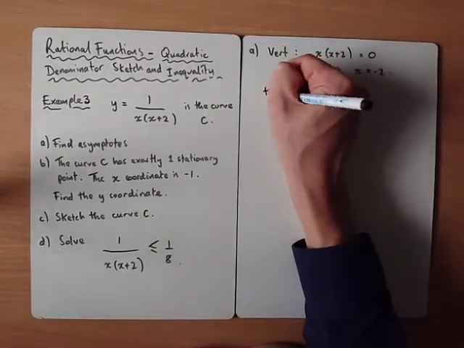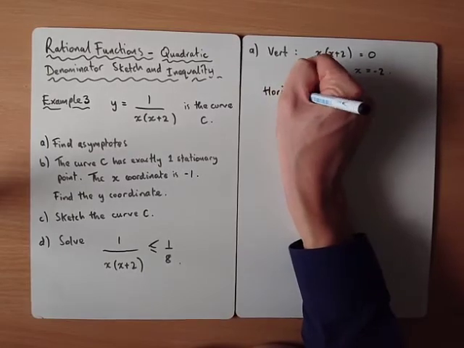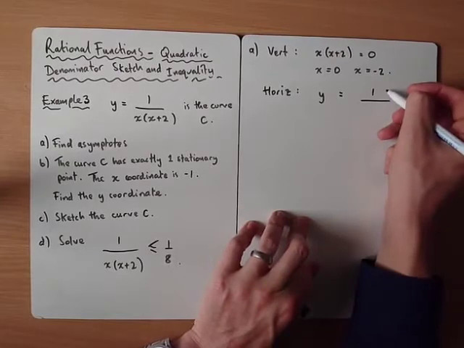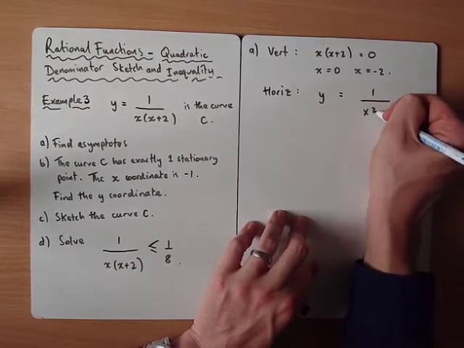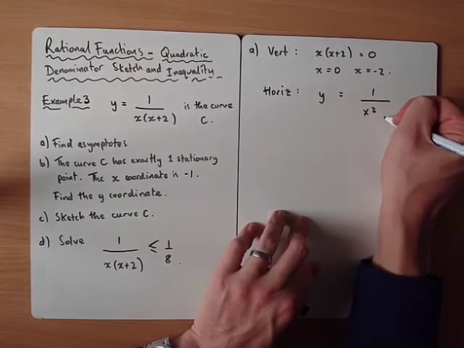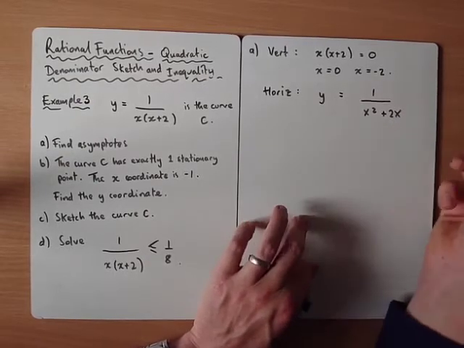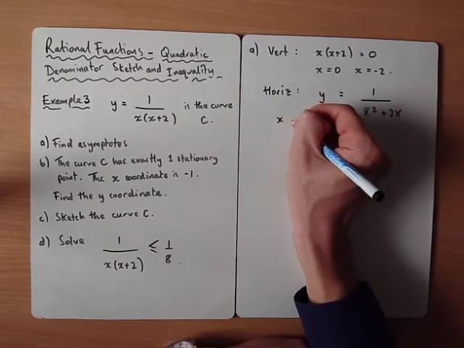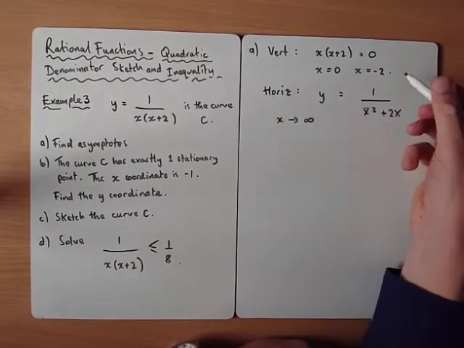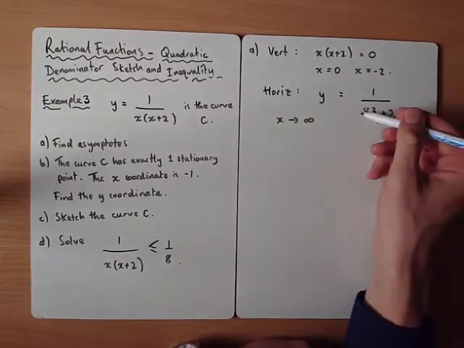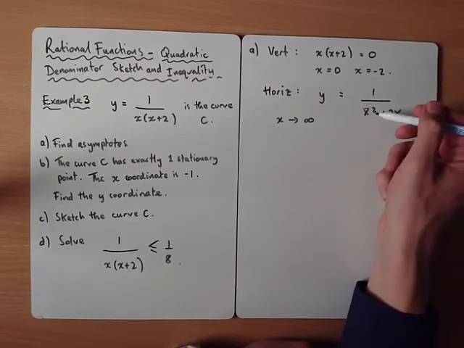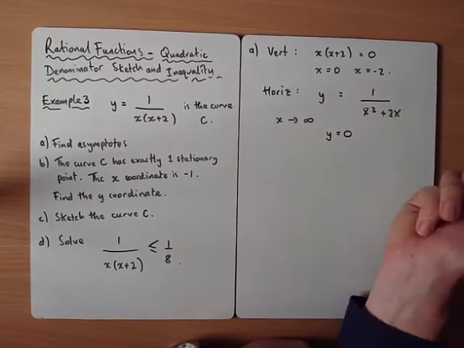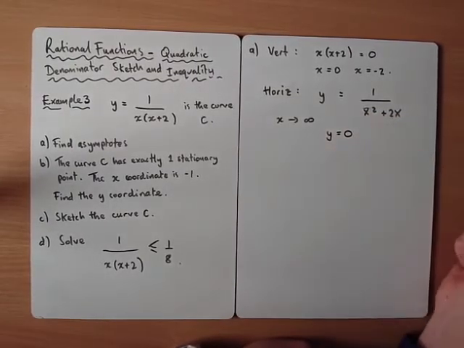For your horizontal, you've got y equals 1 divided by, so there's a constant on top. On the bottom we've got x squared plus 2x. And hopefully you can just realise that if x approaches infinity, we've got 1 divided by something that's getting really big. And when you do 1 divided by something really big, y will approach 0, so the asymptote would be y equals 0.